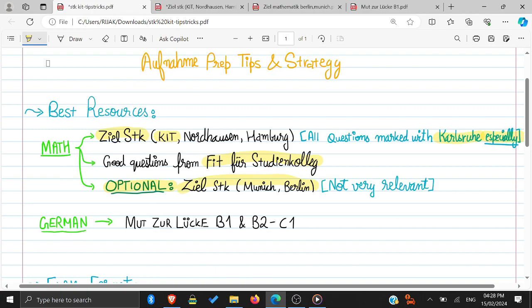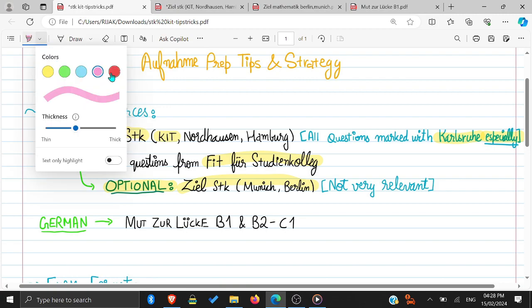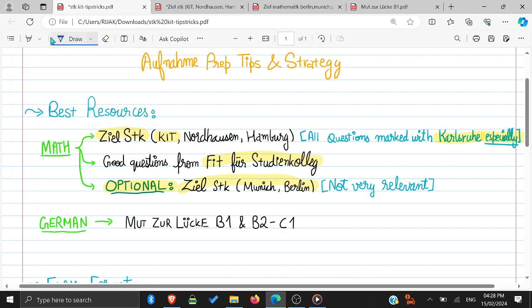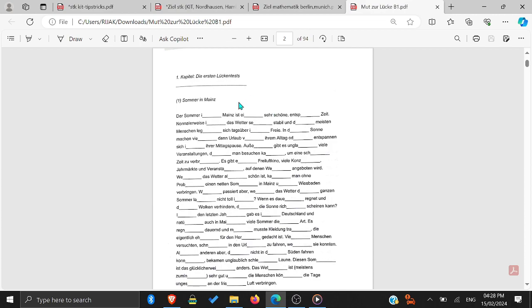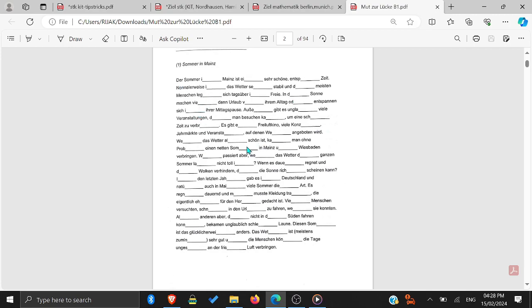Now, moving on to German. German is not the most important part for KIT because the German paper in Karlsruhe is relatively easy, but you're supposed to get B1, and I'll cover that later. But for now, I would just recommend Mutzerlücke B1 and B2. These two books are really good, especially made for Aufnahme tests. I don't know if the author intended that, but they're definitely suitable to prepare for the Aufnahme. This is, for example, the B1 book of Mutzerlücke, and the Aufnahme test is very, very similar to what you have here in this book.